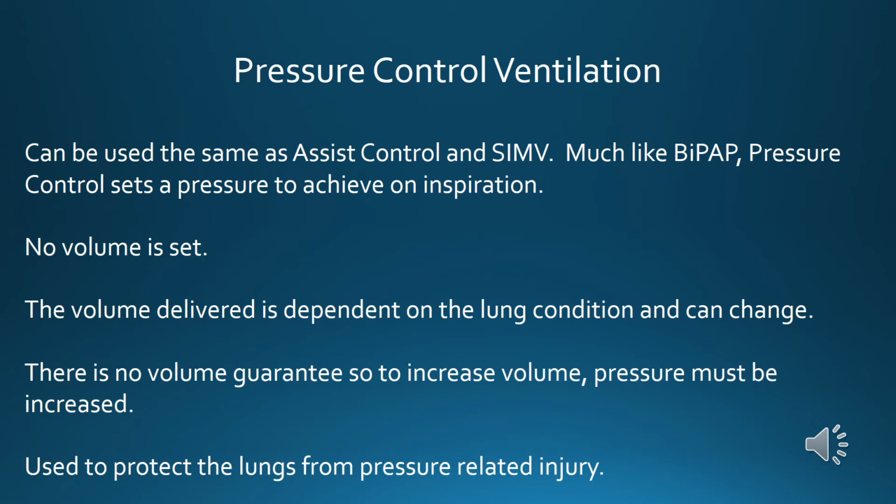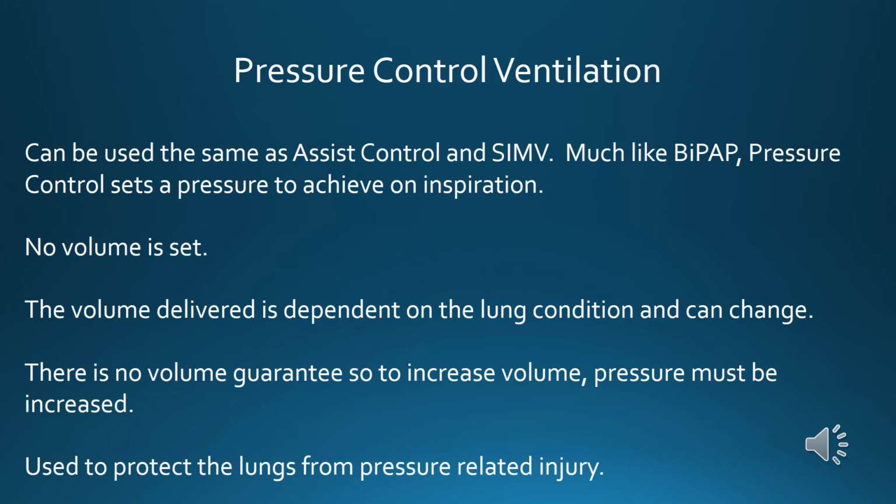Pressure control ventilation. Pressure control can be used the same as assist control and SIMV. It's much like the BiPAP. Pressure control sets a pressure to achieve on inspiration. You don't set a volume, you simply set the pressure. However, when you figure out what's going on with your patient, pressure usually equals a volume of some sort. So if you set a patient's pressure at 20 or 25, usually you'll get a fairly consistent volume back, whether that be 200 or 300 or whatnot.